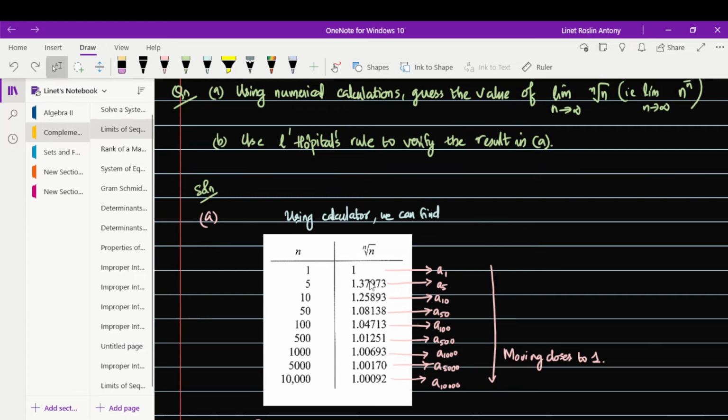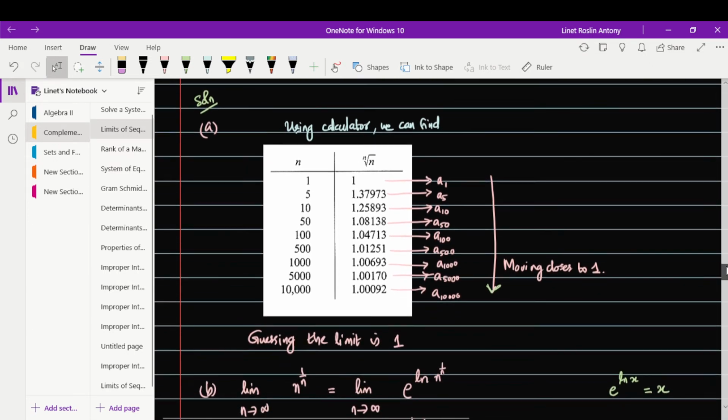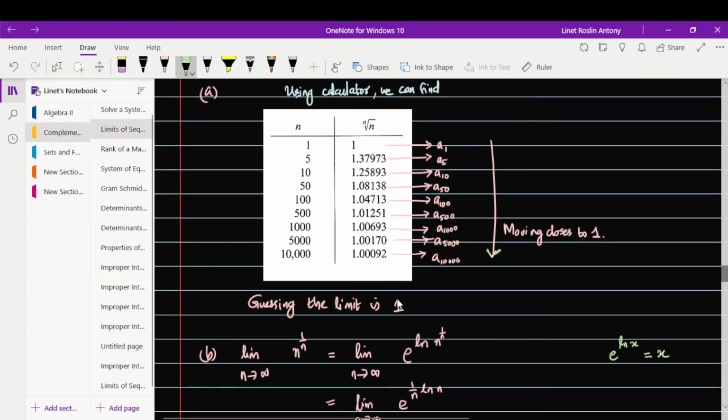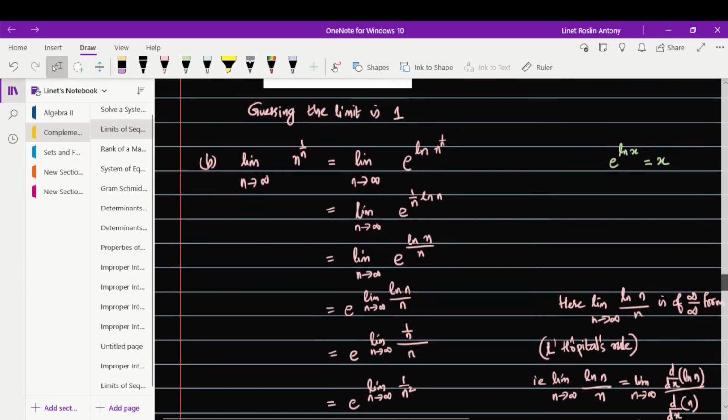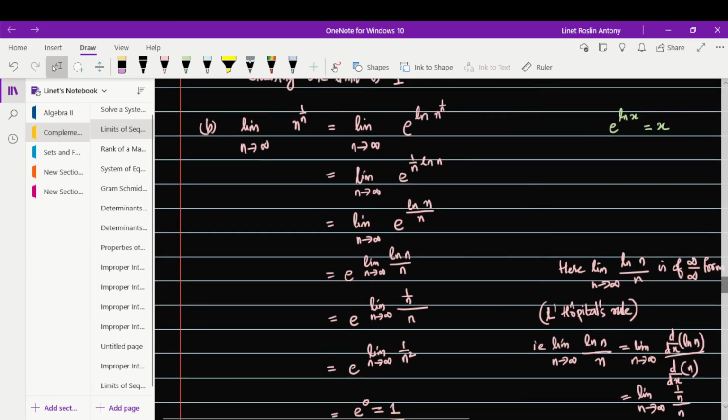And you can infer from this that as we move forward, all of the values we obtain are moving closer and closer to the value 1, right? So that is something which we get from this table, and we can guess that the limit is 1. That's what we do in the A part. Then we have to verify that our guess is correct, so you have to use the method of L'Hopital's rule as they have said.